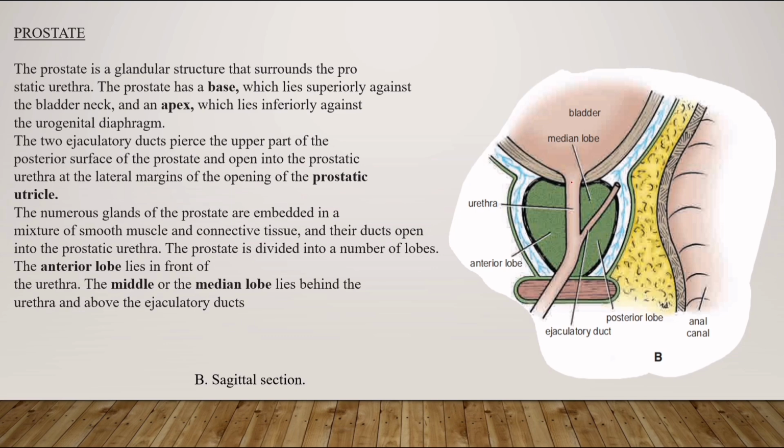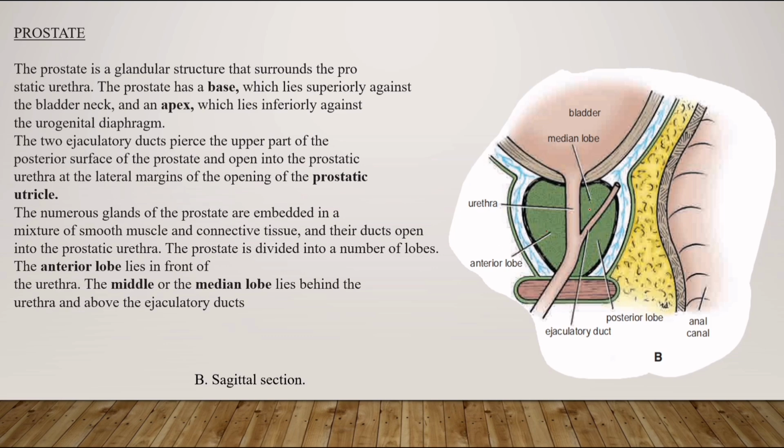Okay. Then it's a gland, right? It has an anterior lobe, a median lobe, and a posterior lobe. Anterior lobe is just anterior to the urethra. Median lobe is between the urethra and the what? Ejaculatory duct. Then the posterior lobe is behind the urethra and below the what? The ejaculatory duct.